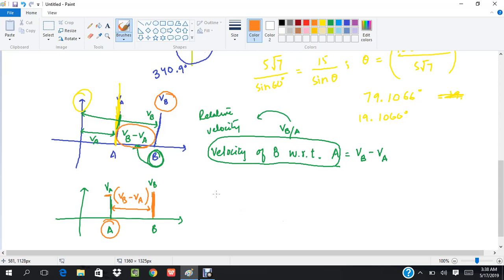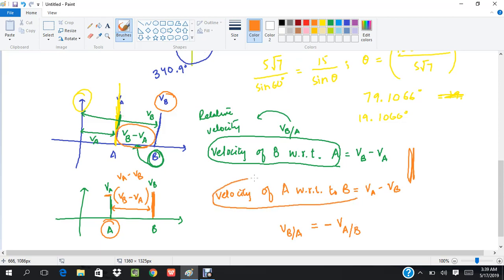So this tells us that the velocity of A with respect to B is actually, if I do some solution here, this would give me VA minus VB. Using both of these, we can say that velocity of B with respect to A is negative of the velocity of A with respect to B. That means reversing the reference points reverses the sign of the relative velocity. Again, this can be said to be the relative velocity of A with respect to B.